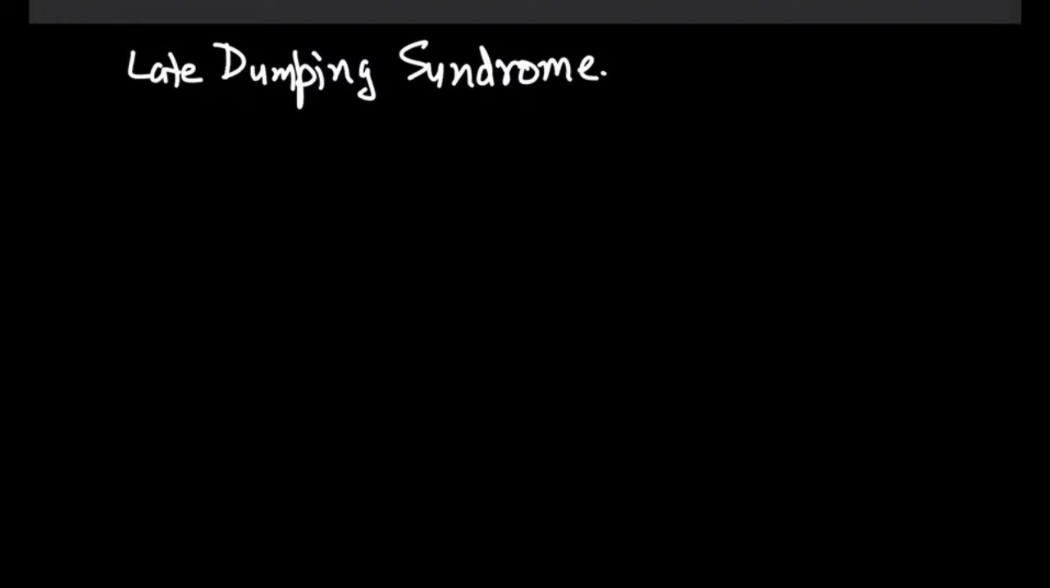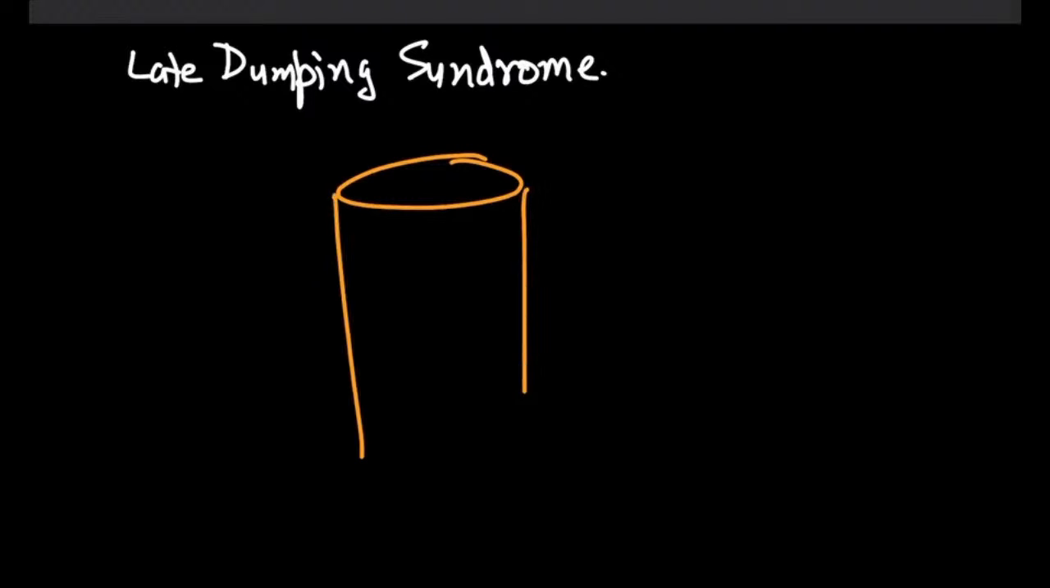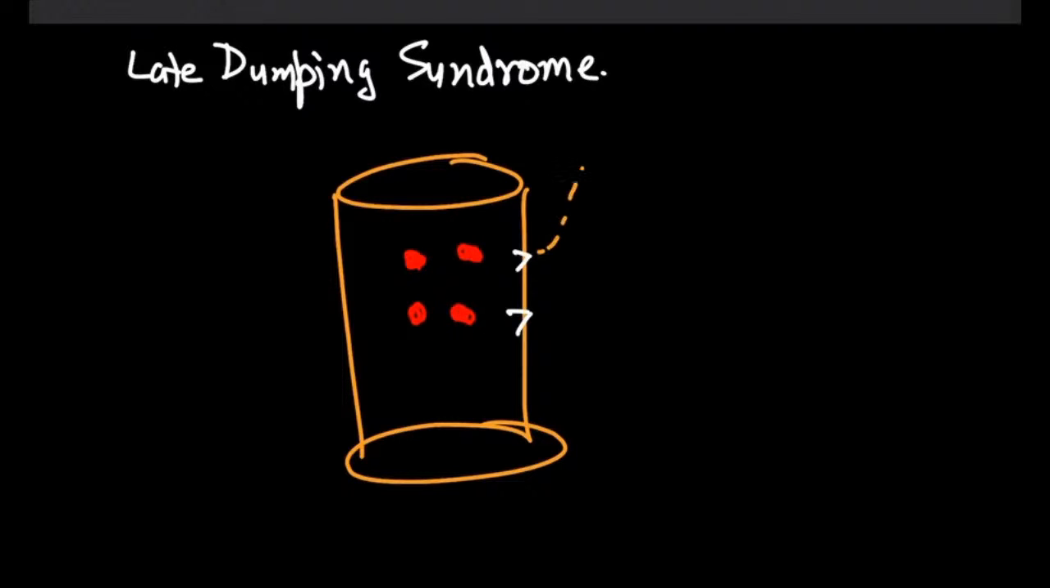Here again, a hyperosmolar substance is reaching the intestine, but here there are certain receptors present in the intestine. As soon as your hyperosmolar substance reaches the intestine, these receptors get activated, and they basically go to the pancreas and tell the pancreas, you know what, there is a large amount of hyperosmolar substance which has reached the intestine, so you better secrete a lot of insulin.